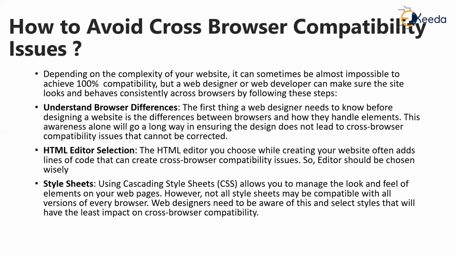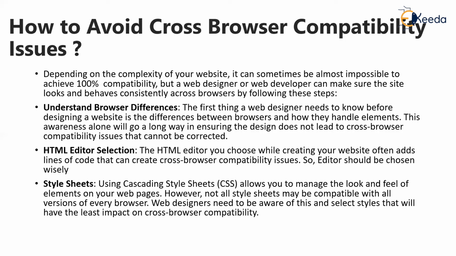Depending on the complexity of your website, it can sometimes be almost impossible to achieve 100% compatibility, but a web designer or a web developer can make sure that the site looks and behaves consistently across browsers by following these steps. These are some steps, but there can be many more. First is understanding browser differences. The first thing a web designer needs to know before designing a website is the differences between the browsers and how they handle the elements. This awareness alone will go a long way in ensuring the design does not lead to cross-browser compatibility issues that cannot be corrected.